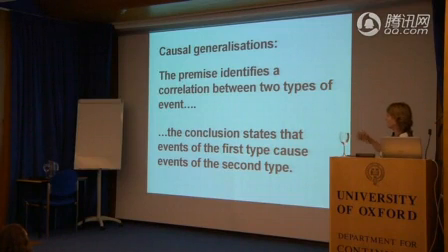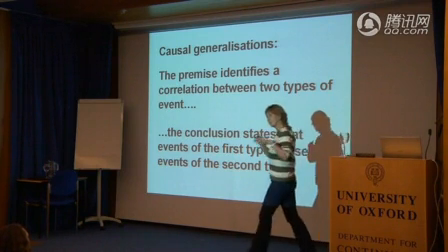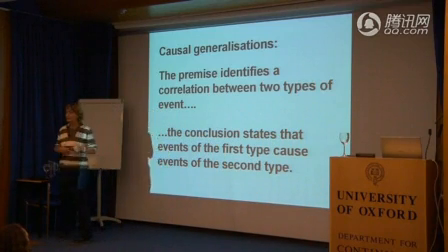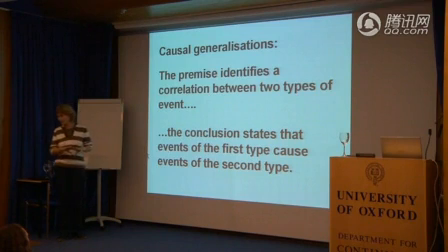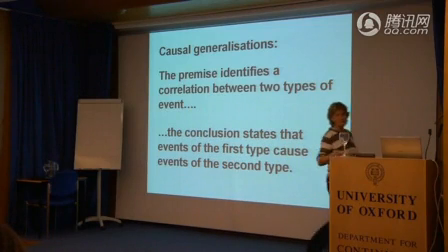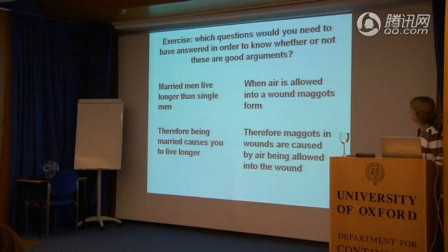So the idea is that if you see A and B, A and B, A and B, always correlated, you extrapolate to the claim that A's and B's will always be correlated, and you imply that the reason for this is that there's a causal relation between them. So where there's correlation, there's cause. That's what a causal generalization is. So let's have a look at a couple.